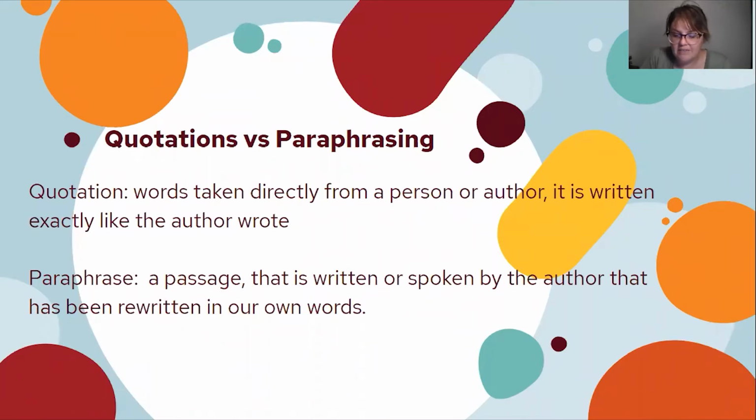When we use text evidence in our writing, we often use quotes or paraphrased information. Let's talk a little bit about the differences in quotes and paraphrasing. A quotation is a word or words that are taken directly from a person or an author. It is written exactly like the author wrote it. We use quotation marks and we cite the author and give them credit for what they wrote.